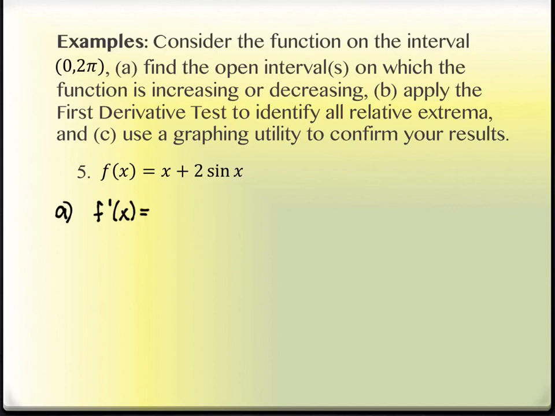So what's the derivative of x plus 2 sine x? So maybe it's about saying 1. 1 plus what? 2 cosine x. Okay, 1 plus 2 cosine x. And what do we want to do now that we have this derivative? Set it equal to 0.